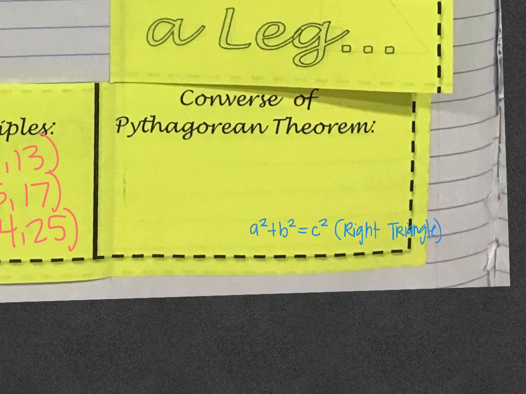If a squared plus b squared is less than c squared, then that's going to make an acute triangle. And the last one, if a squared plus b squared is greater than c squared, that makes an obtuse triangle. So you can test out any numbers and see what's going to happen, if it's going to fit a right triangle, an acute triangle, or an obtuse triangle.